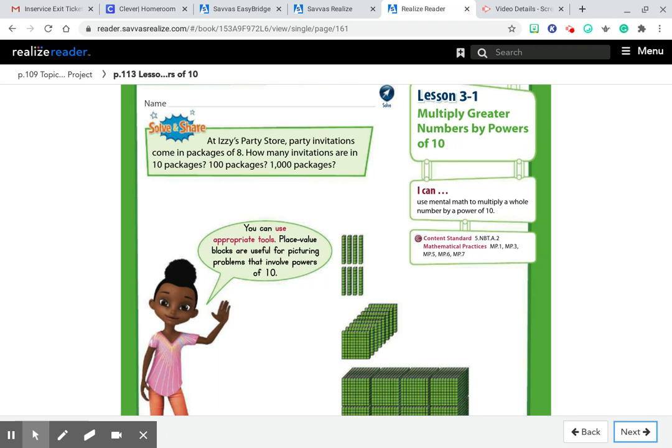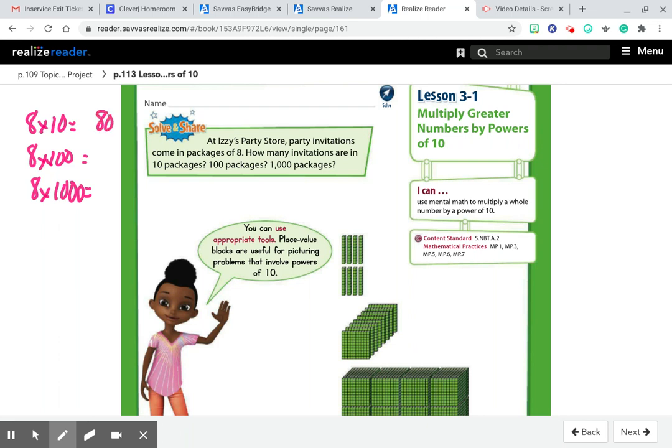So we're multiplying by multiples of 10. If you want to write out the equation, you would say 8 times 10 equals how many invitations? 8 times 100, 8 times 1,000, and so on. So 8 times 10, get your 8 times tables and your 10 times tables.